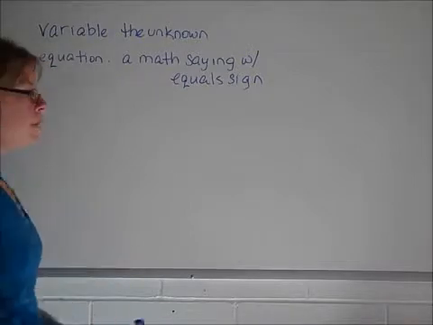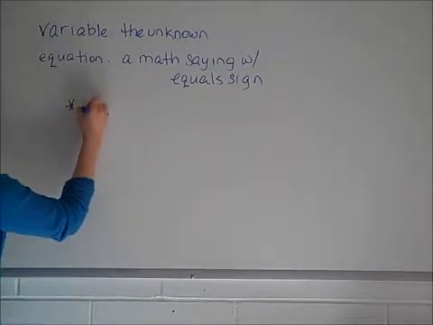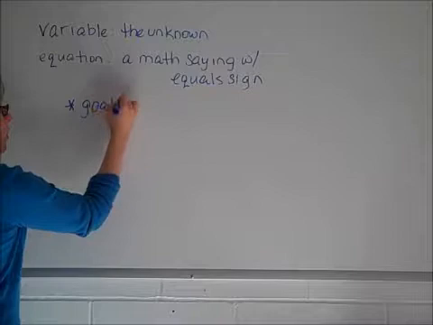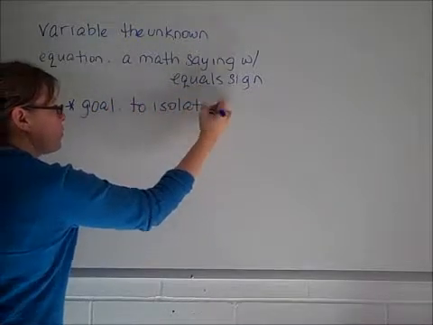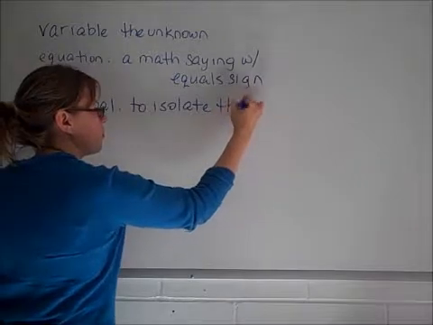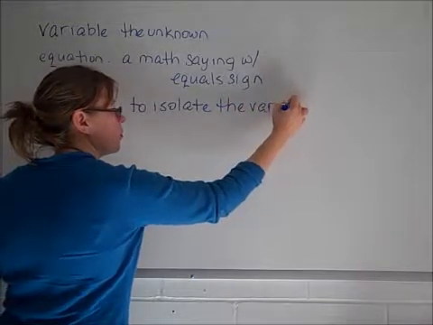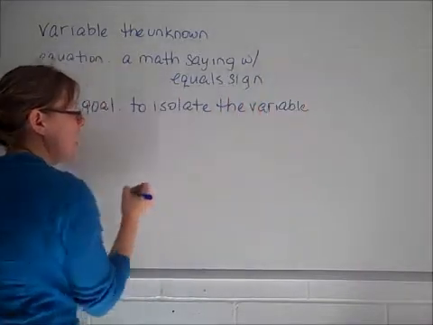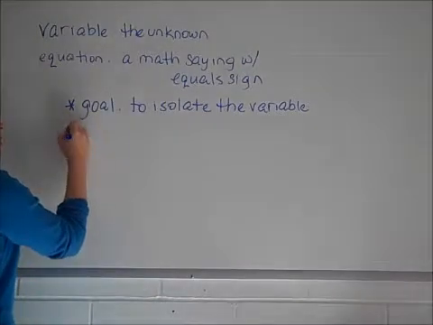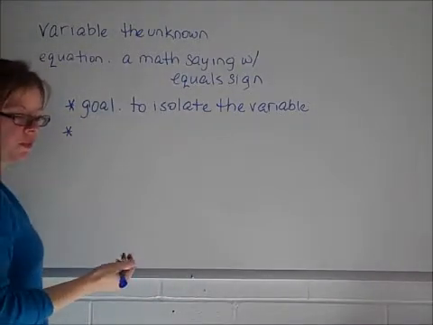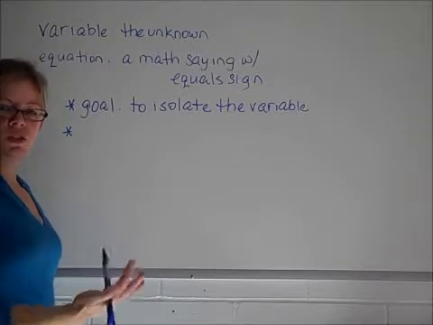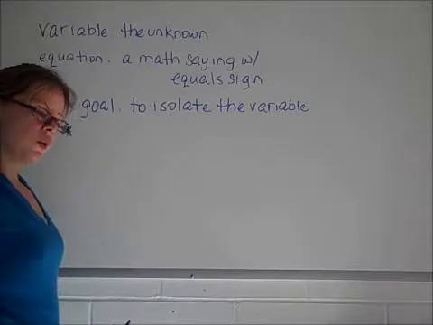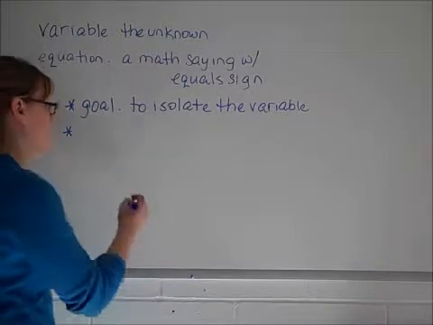So to recap, our goal is to isolate the variable. In other words, to find out what it is. And we're going to do that by doing the opposite of what we see. So if we see multiplication, we're going to get the variable alone by doing division. If we see division, we're going to get the variable alone by doing multiplication.